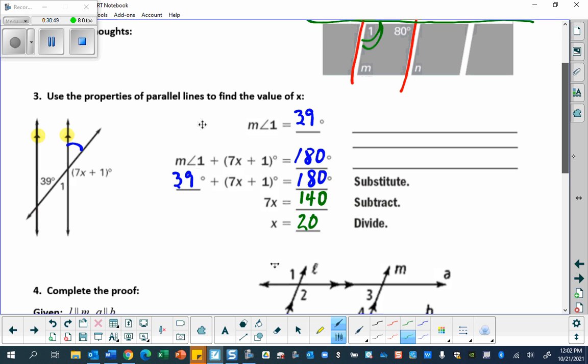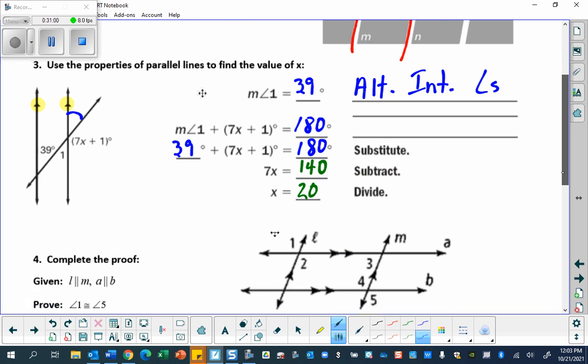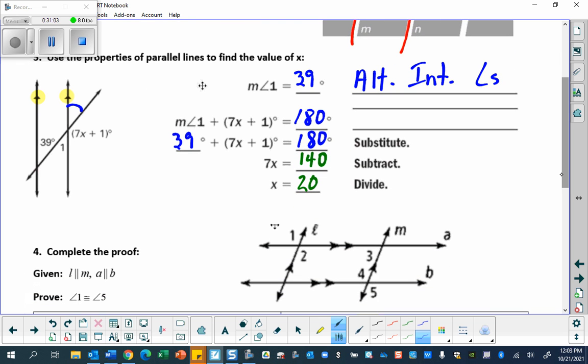Alternate interior. They are alternate interior angles. Nice job, Christian. What that means is if the lines are parallel, then alternate interior angles are congruent.